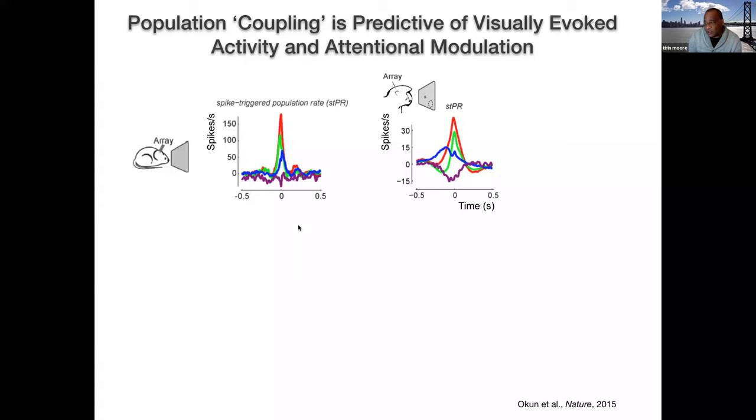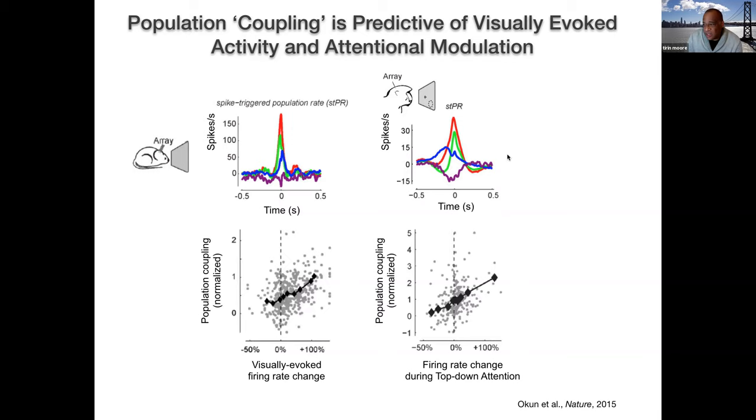This shows the population coupling for four different neurons in mouse visual cortex. And variation in the population coupling is also observed in macaque visual cortex. These are data from our lab. In addition, using combined data sets from both mouse and monkey visual cortex, it was found that the population coupling strongly predicts the magnitude of visually evoked activity. So this is population coupling, this is visually evoked activity, and so you can predict the magnitude of visual responses. In addition, in the monkey data, we found that the population coupling also positively correlated with the modulation during top-down attention. So in monkey visual cortex, strongly coupled neurons exhibit the largest responses and the largest attentional modulation.